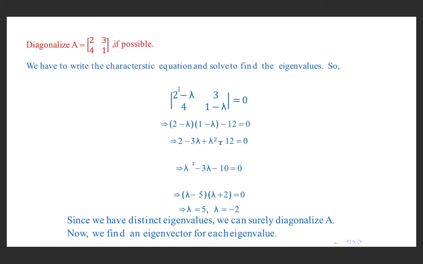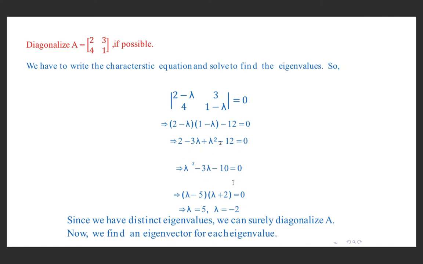If we open this determinant, we will get (2 minus lambda) into (1 minus lambda) minus 3 into 4 equal to 0. So this will be (2 minus lambda) into (1 minus lambda) minus 12 equal to 0. So it means 2 minus 3 lambda plus lambda square minus 12 equal to 0. And this implies lambda square minus 3 lambda plus 2 minus 12, which is minus 10, equal to 0.